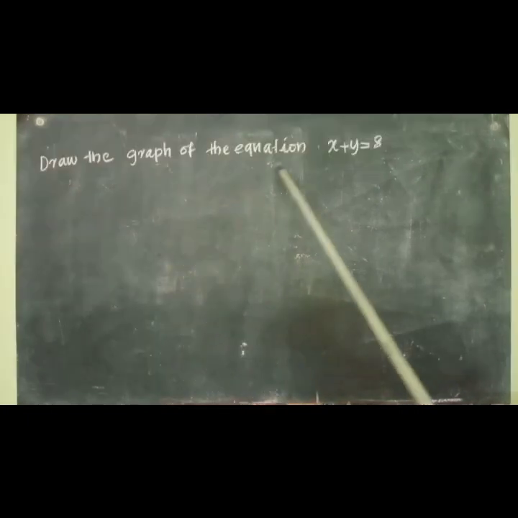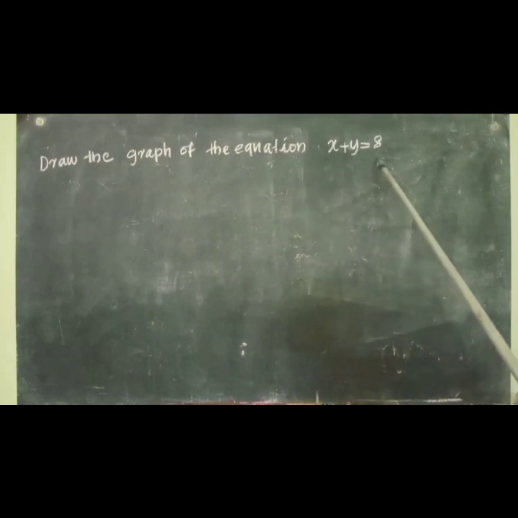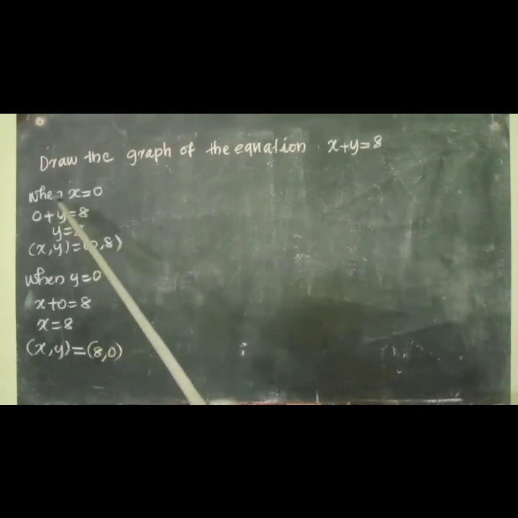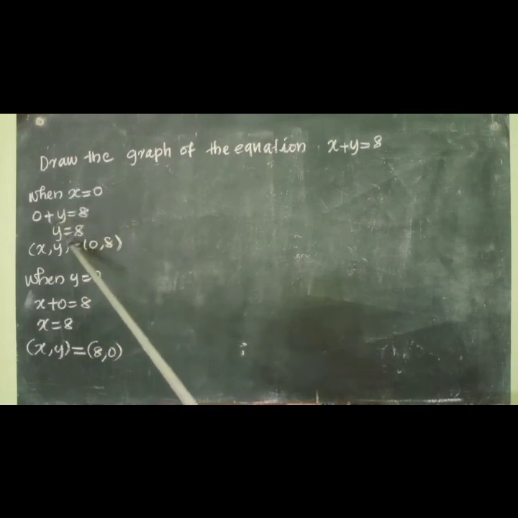Next, draw the graph of the equation x plus y equal to 8. We know to draw the graph, first we need to find the solutions. Let us find them. So I found two solutions. When x equal to 0, 0 plus y equal to 8, y equal to 8. Therefore xy equal to 0, 8. Next, when y equal to 0, x plus 0 equal to 8, x equal to 8. Therefore xy equal to 8, 0.